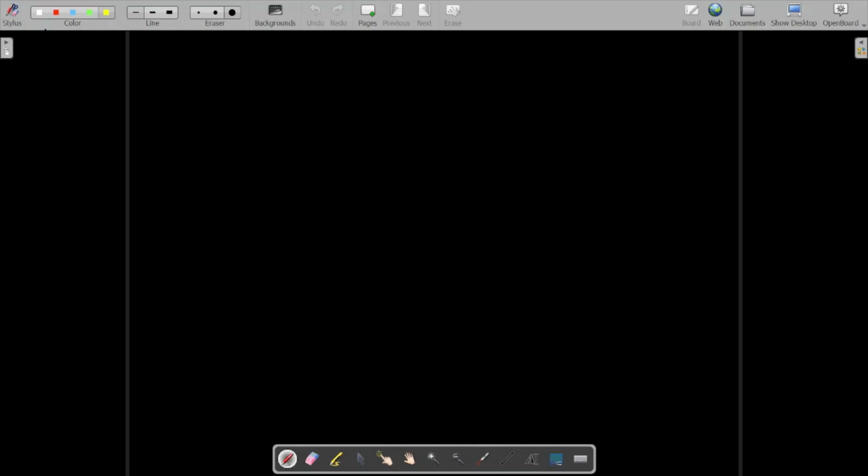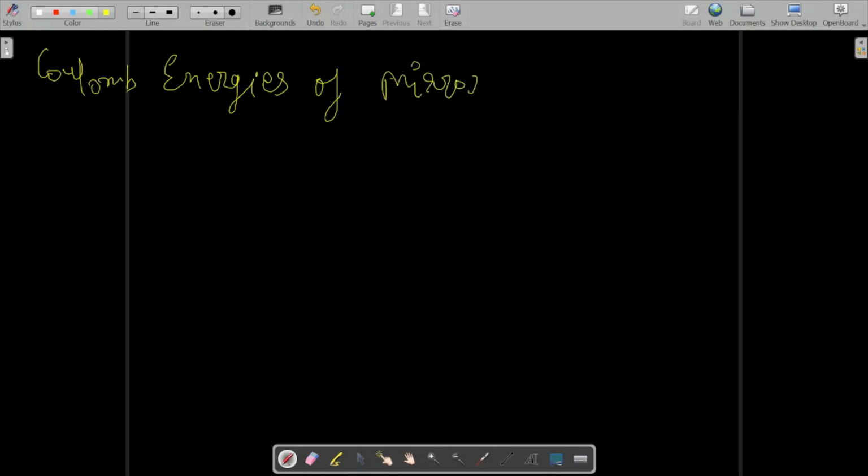So we are learning about Coulomb energies of mirror nuclei. We are going to learn this.